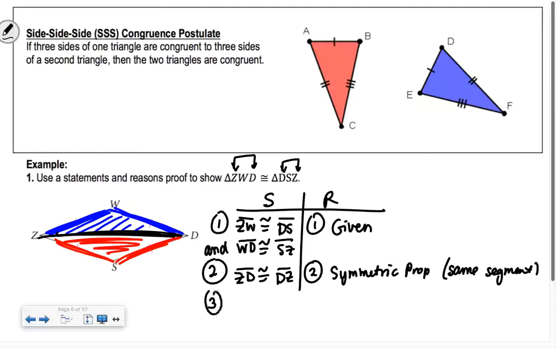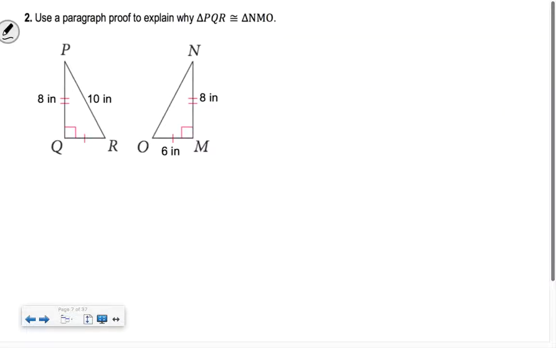All right, and then the last thing, so we say triangle ZWD is congruent to triangle DSZ, and the reason is because of the side-side-side congruence postulate. So if you just write side-side-side, that's totally fine. Easy enough? Can we handle that? Easy proof, right? All right, so number 2, so use a paragraph proof.